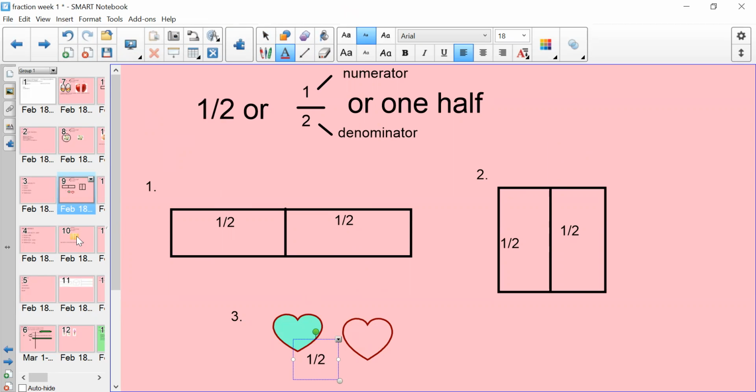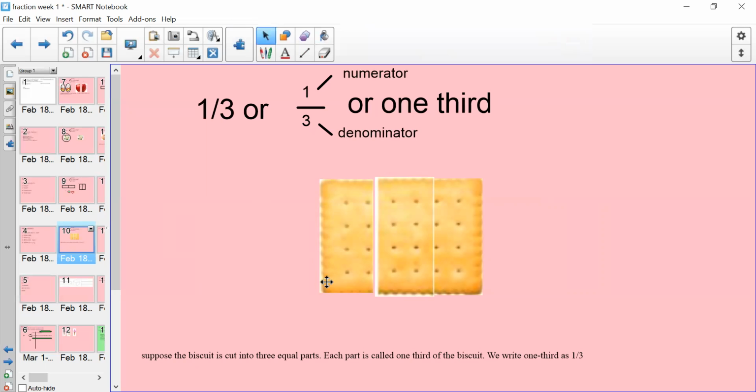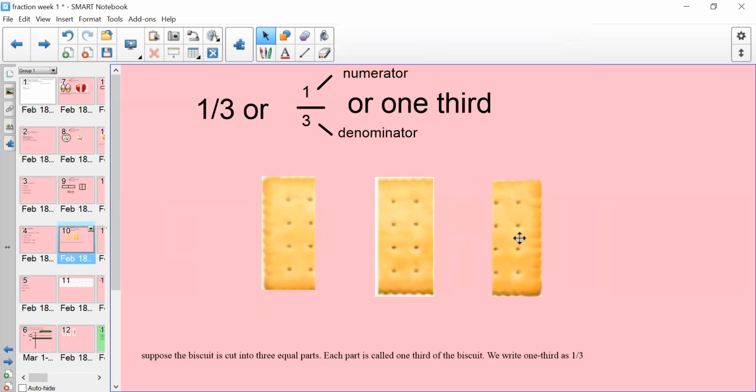Okay, so if we have to look at thirds, it is very similar. So a third can be written like that, or the word 1/3. And again, the top number is the numerator and the bottom number is the denominator. So suppose this biscuit is cut into 3 equal parts. So it's really important that they're equal. So we've got cut it in half, and then we cut it into thirds. Okay, each part is called 1/3 of the biscuit. So we write this as 1/3.